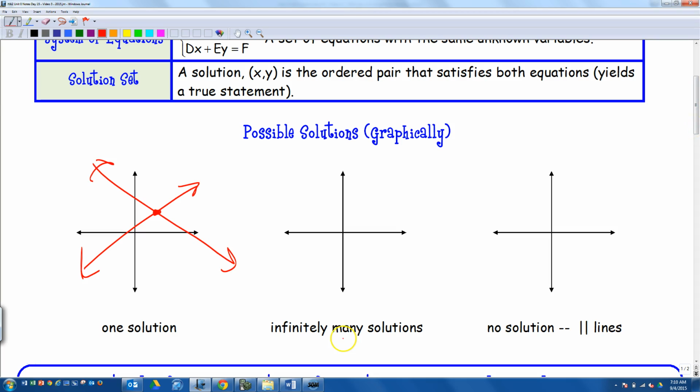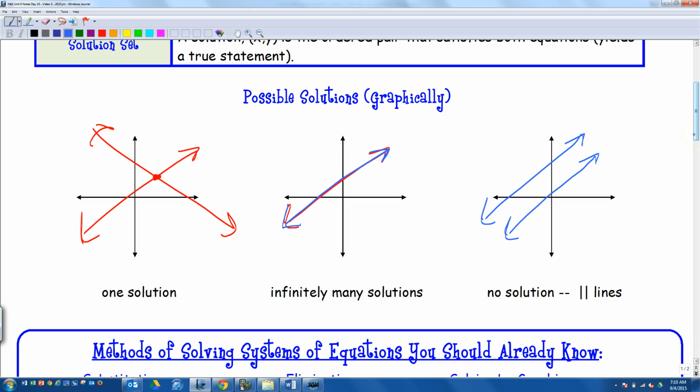Infinitely many solutions: if you get that, it turns out to be the same exact line. Basically both equations are the exact same equation. And finally, no solution is when you have parallel lines. The lines will never intersect, so therefore they cannot have a solution.